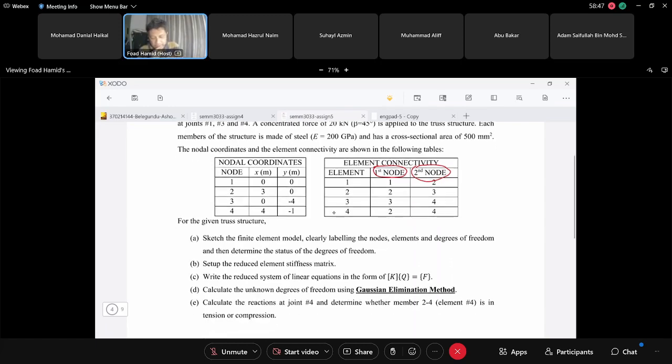All right, so it says here: sketch the finite element model, clearly label the nodes, element, degrees of freedom, and then determine the status of the degrees of freedom. Okay, so let's do part number A. Before that, let me find my solution first. I think my PC was shut down just now, so it's not here. Let me find my solution.